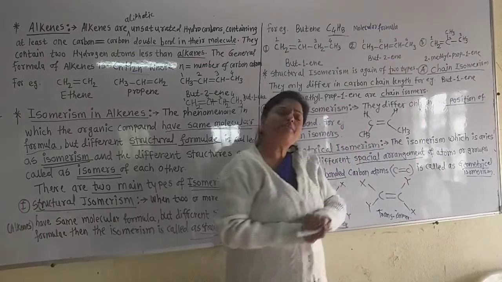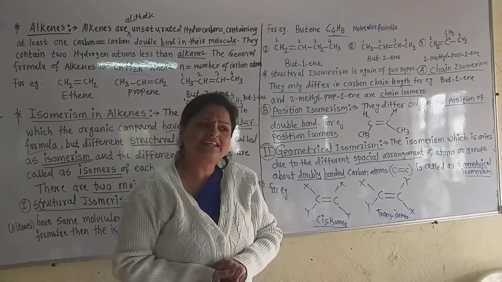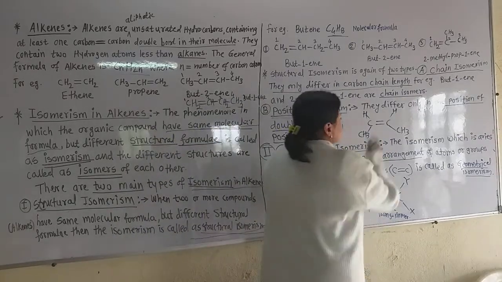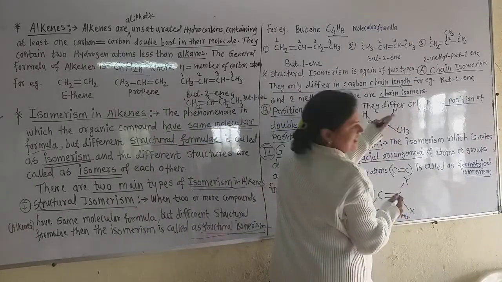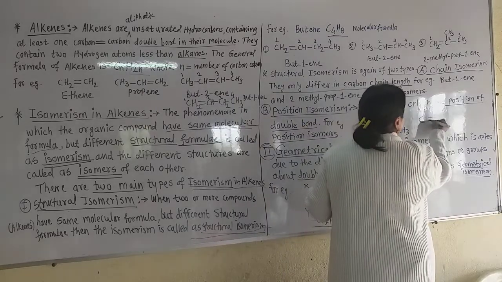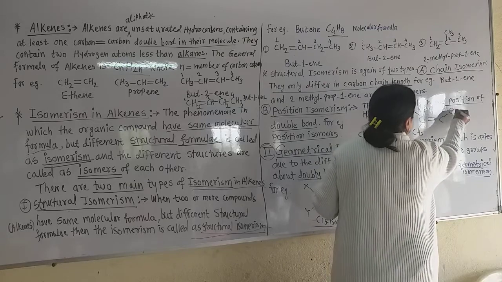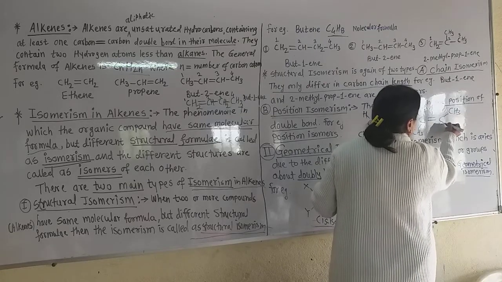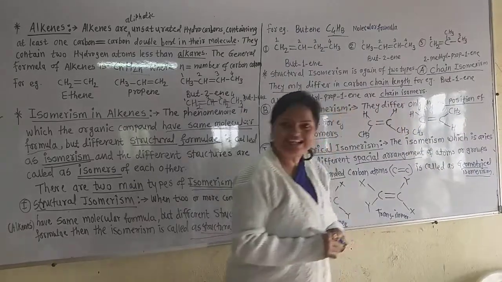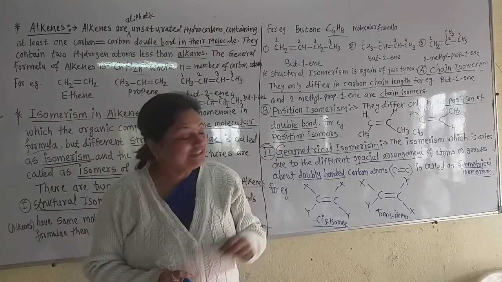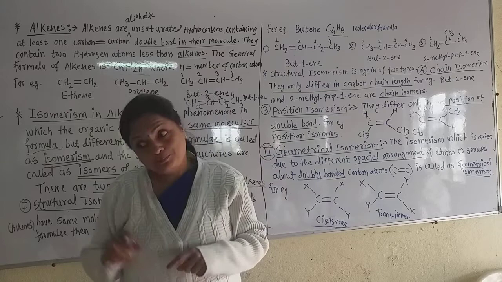Then which type of geometrical isomer is this? Cis isomer. And if I only rotate this second carbon through 180 degrees, what happens? This remains as it is, but here CH3 goes to the upper side and hydrogen comes to the lower side. Then which type of isomer is this? Trans isomer. So this is the best example.